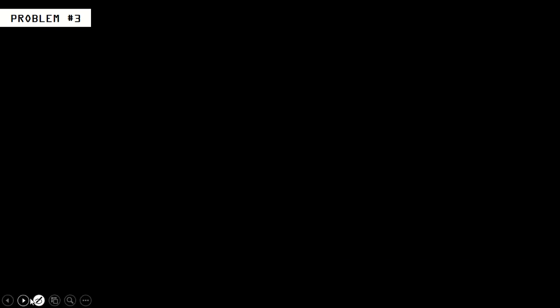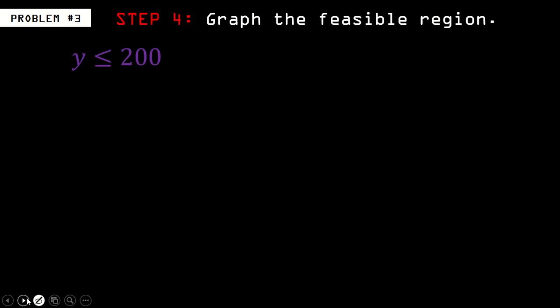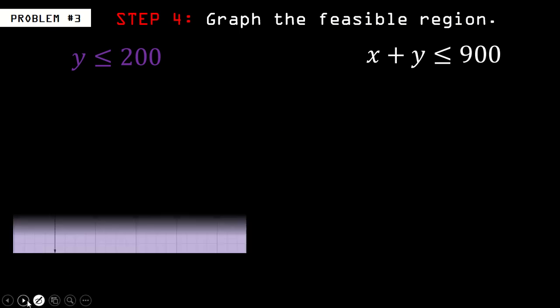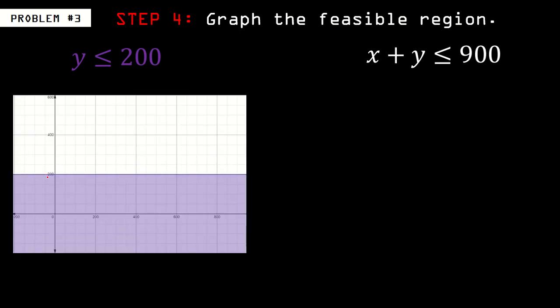Next, we have that y is less than or equal to 200. Since these are y values, let's shade all the values that are less than or equal to 200. Here, again, we have y is less than or equal to 200, so let's shade the portion that is lower than that 200 in our y-axis. Less than 200, so we shade it below.